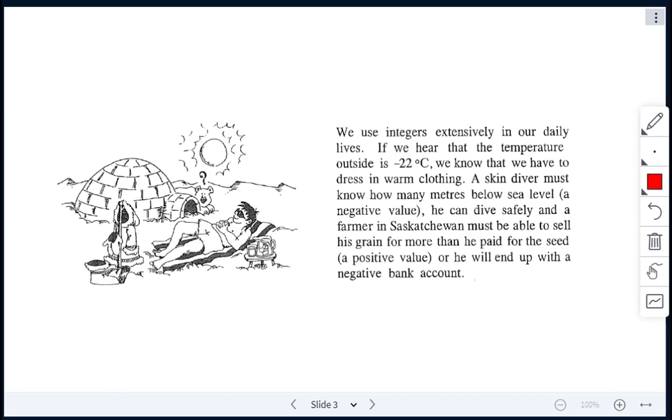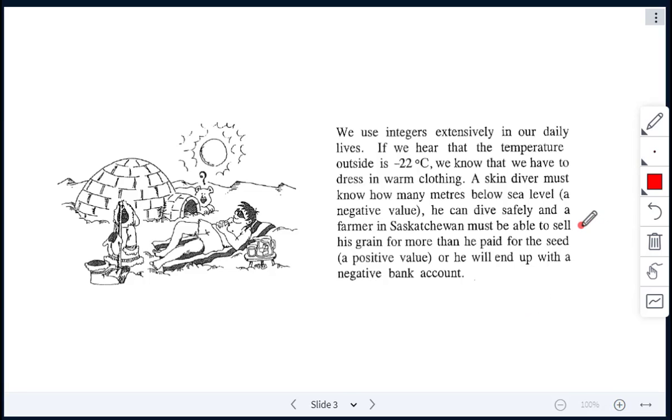All right, so integers are used in many ways. For example, temperature: if it's -22 degrees Celsius, you know it's going to be cold and you have to dress in warmer clothing. A skin diver, I think they just mean like a swimming diver, has to know how many meters below sea level they're diving. So again, that would be a negative value.